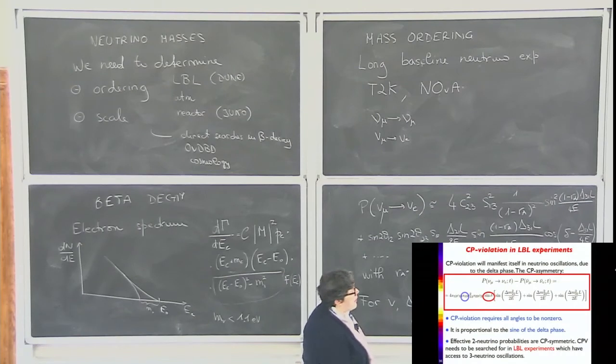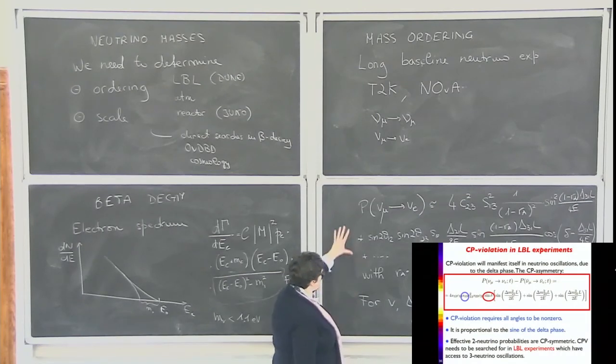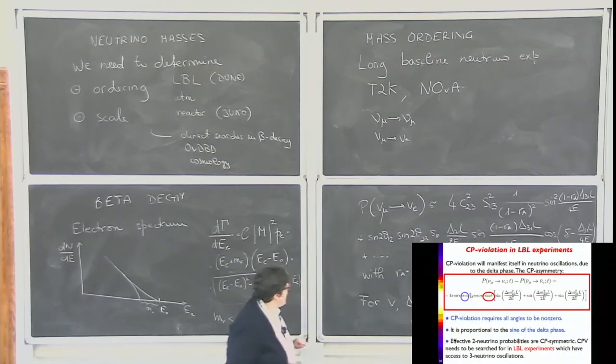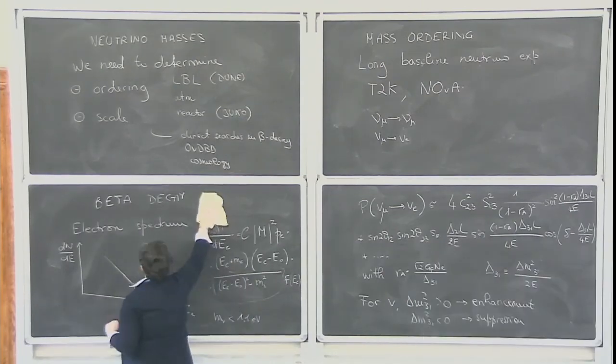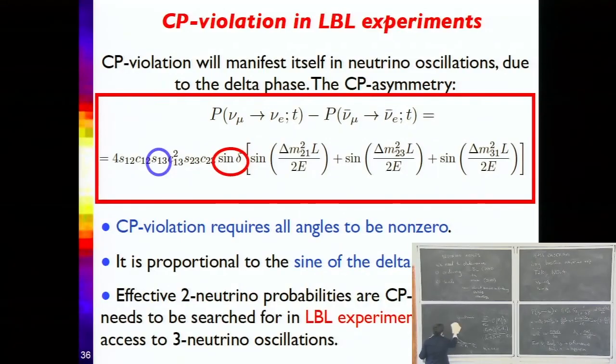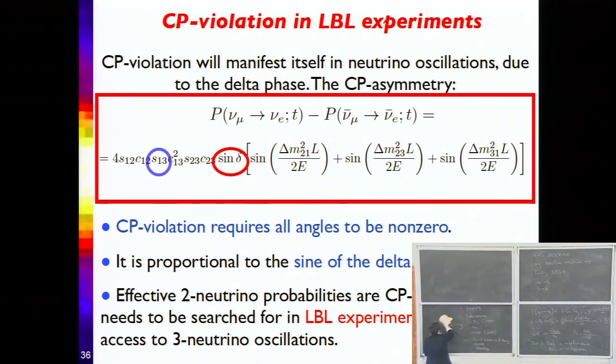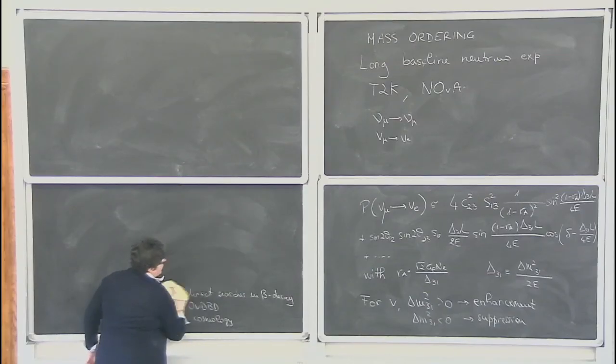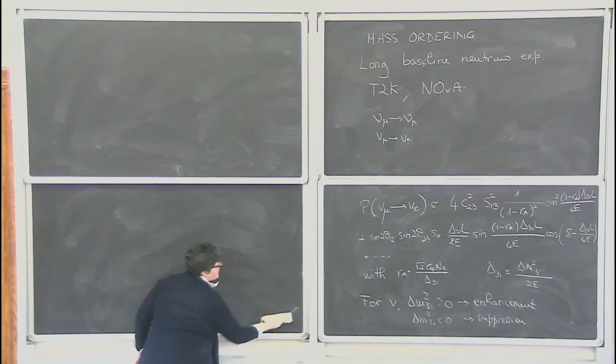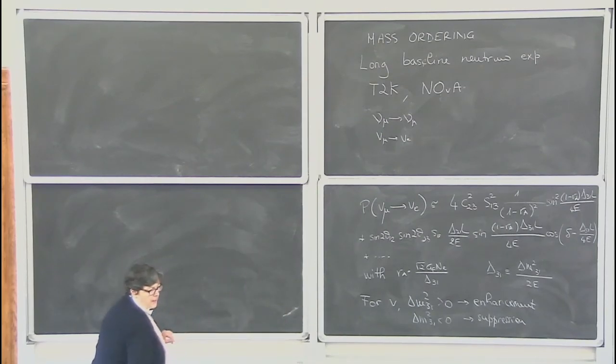So now let's come to CP violation, because we can use this same formula. Apart from the comments that I made about CP violation in neutrinoless double beta decay, which is very difficult to achieve experimentally until we have a perfect control on the nuclear matrix elements, the best way we have to determine CP violation in the lepton sector is trying to measure the delta phase in long baseline neutrino oscillation experiments using this same formula.